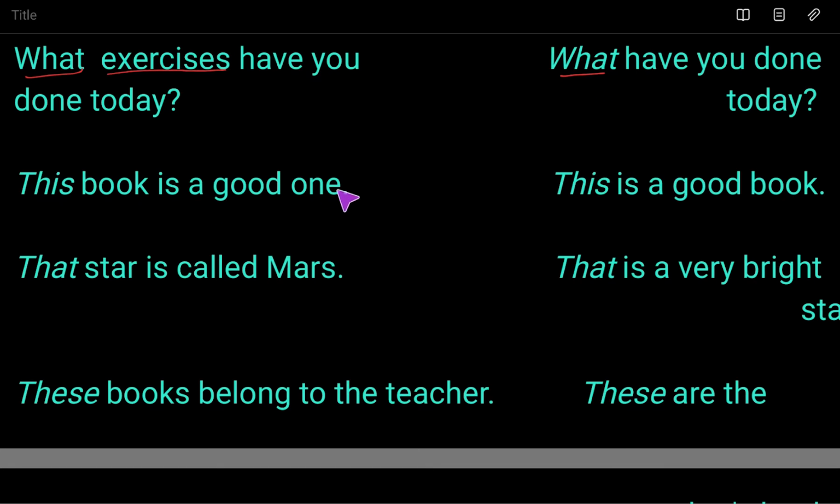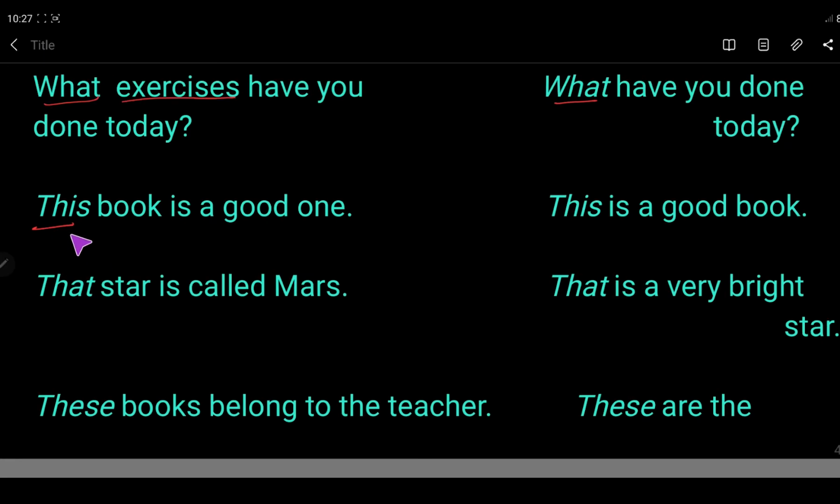This book is a good one. Here the word this is actually describing another noun, that's why this is an adjective. And this is a good book. Here this is indicating a book, but it is used to replace a book, that's why it is a pronoun. That star is called Mars. Here that is describing star, that's why it is an adjective. That is a very bright star. In this place, that is used in place of the star, that's why this is a pronoun.